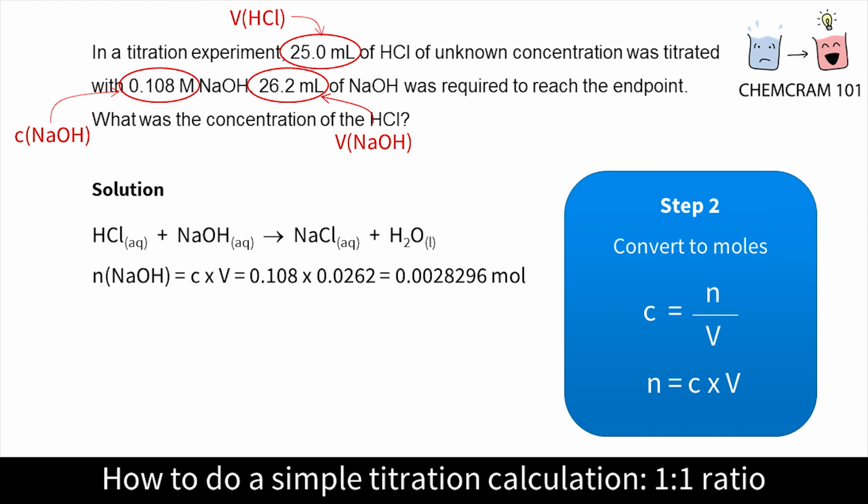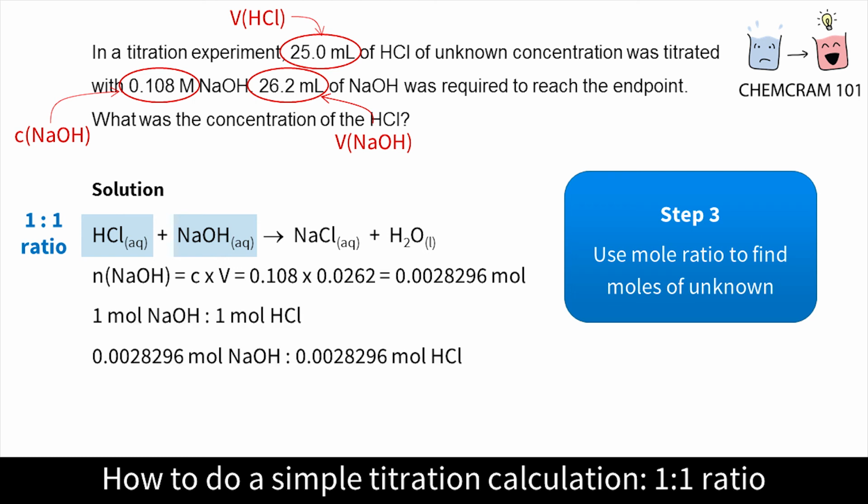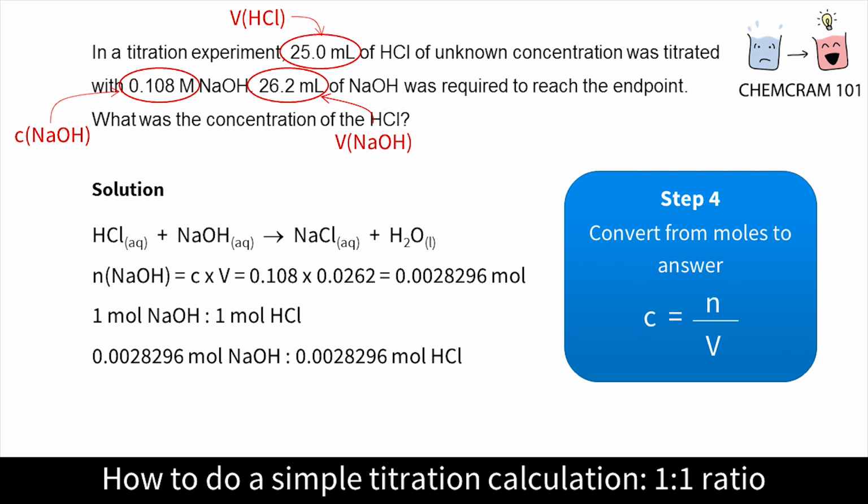The next step in a mole calculation is to use the mole ratio to work out the moles of unknown, that is, what you're trying to calculate. The mole ratio comes from the numbers in front of the substances in the balanced chemical equation. In this reaction there are no numbers, which means 1-to-1, so the moles of HCl is equal to the moles of sodium hydroxide. Now we have the moles, we also have the volume, so now we have one unknown and we can find the concentration.